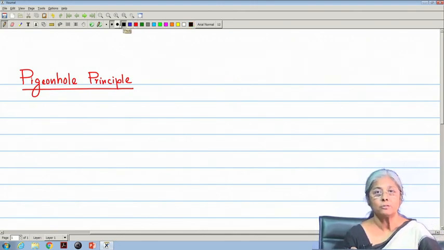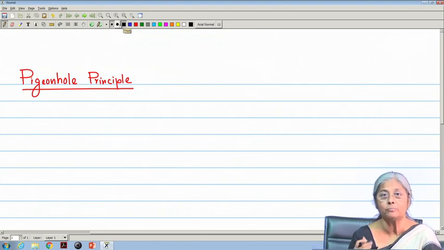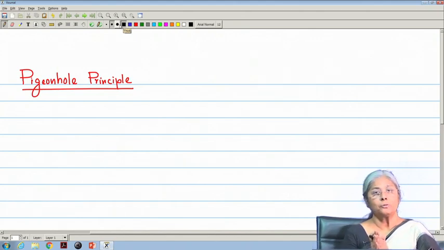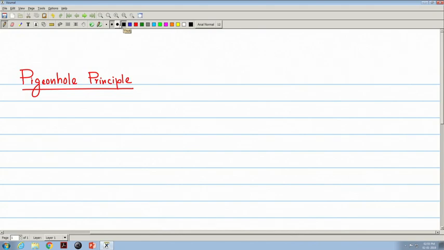The study of arrangements of objects is an important part of discrete mathematics. We can phrase many arrangement or many counting problems in terms of arrangement, for ordered or unordered arrangements, and there we can use this pigeonhole principle to solve the problems. So, this is a very elementary but very important counting technique, or the principle that we use for counting or in combinatorial problems.